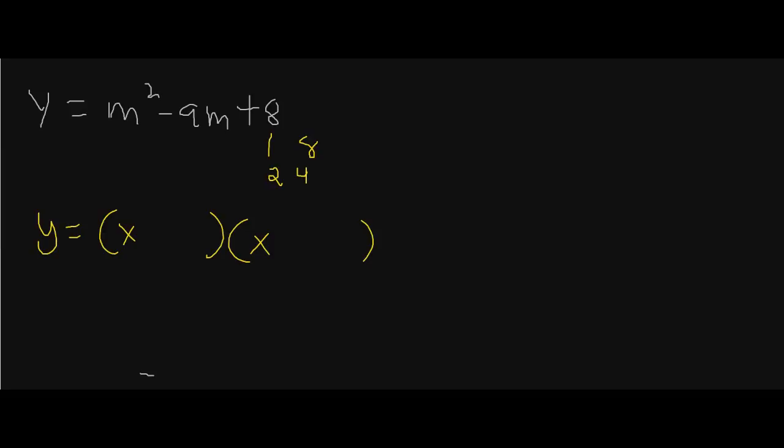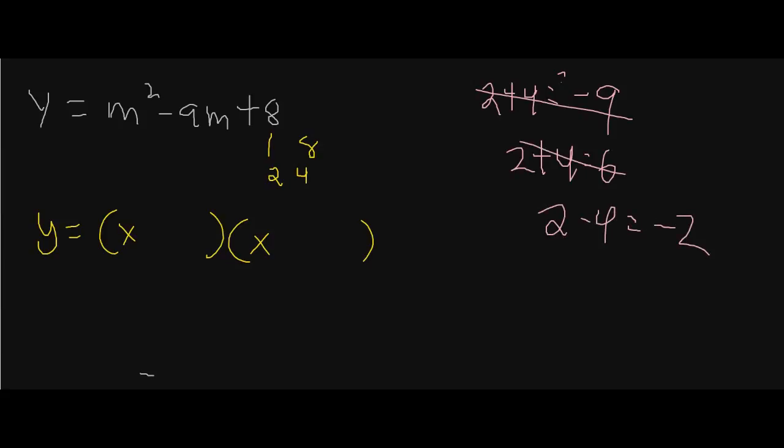So now, let's ask ourselves, I'm going to start with the bottom. Can I add 2 and 4 in any way to try to get -9? Well, it's not possible. That's not going to work. 2 plus 4 is going to give me 6. Nope. 2 minus 4 is going to give me -2. It's just not going to work. So we know this is not going to work.